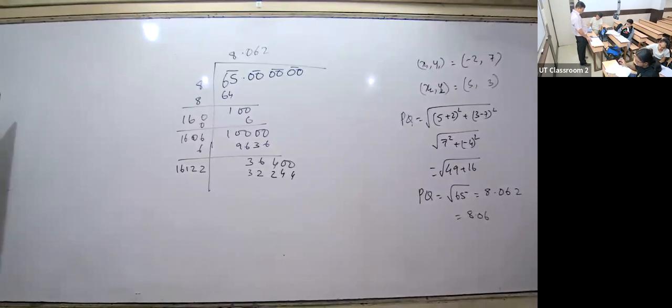Question. Capital A is 6, 4. B is 9, 7. C is 11, 9. You got three points: A 6, 4, B 9, 7, C 11, 9. Wait. Verify whether the points are collinear or not.